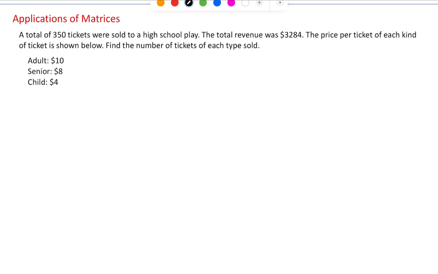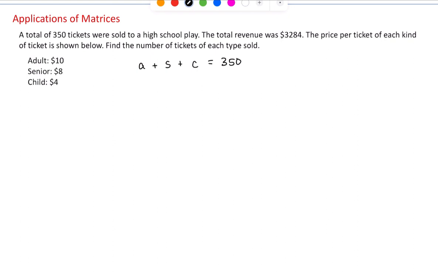Okay, so we have adult tickets at $10 each, senior tickets at $8 each, and child tickets at $4 each. We need variables to represent the number of tickets of each type. We could use A, S, C or X, Y, Z or whatever variables you choose. Let's use A, S, and C to stand for these 3 different types of tickets. So we know that the number of adult tickets plus the number of senior tickets plus the number of children's tickets should equal 350.